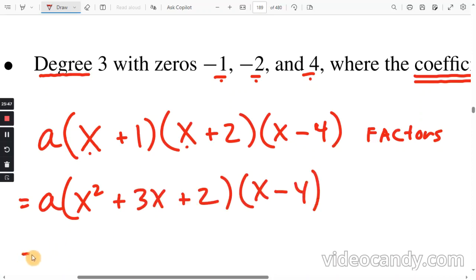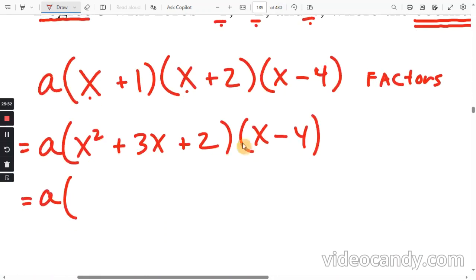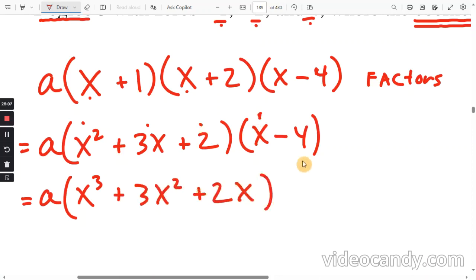All right, distributing, again, keep the A for now. And let's see, x times x squared is x to the third. X times 3x is 3x squared. X times 2 is 2x. All right, write the like terms underneath. Negative 4 times x squared is negative 4x squared. Negative 4 times 3x is negative 12x. Negative 4 times 2 is negative 8.